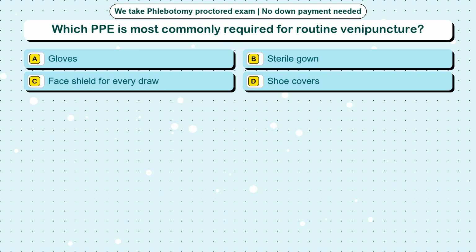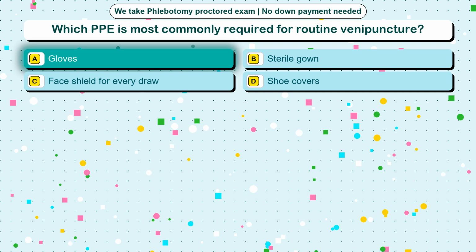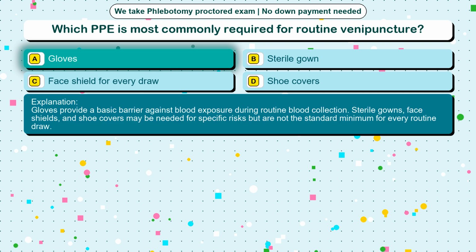Question 77. Which PPE is most commonly required for routine venipuncture? Option A. Gloves. Option B. Sterile gown. Option C. Face shield for every draw. Option D. Shoe covers. The correct answer is option A. Gloves. Gloves provide a basic barrier against blood exposure during routine blood collection.